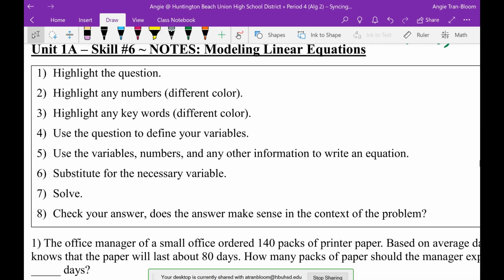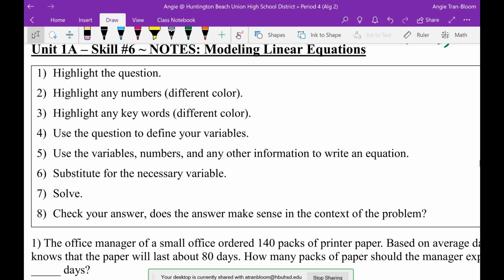So here are some tips. When you are working with word problems, you might want to highlight the question. What is the problem trying to ask? You want to highlight that. You also want to highlight the important numbers and keywords. Now, you are going to need to define your variables.